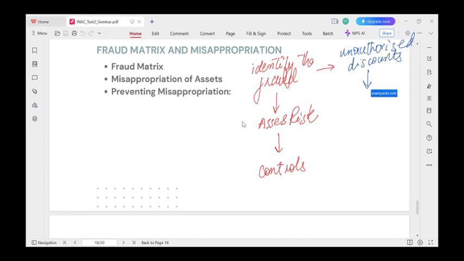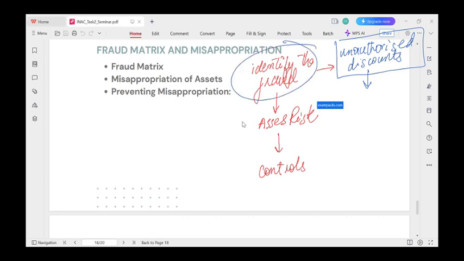So we have identified a potential risk in our sales system. We realize that there are a couple of employees responsible for sales, and there is a risk that they would be allowing some unauthorized discounts to some of the customers. Okay, so that's the risk we have identified. Now we are going to assess the risk.